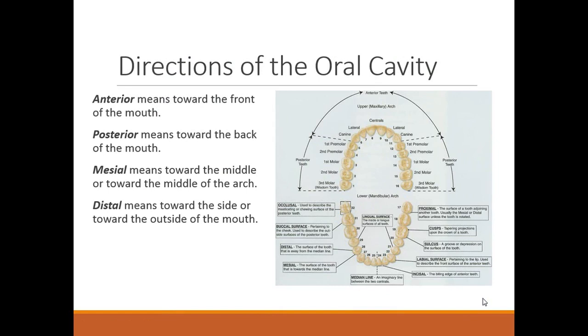Directions of the oral cavity. Once again, anterior means toward the front of the mouth. Posterior means toward the back of the mouth. So the anterior teeth are your front teeth. Your posterior teeth are your premolars and molars. Mesial means toward the midline or toward the middle of the arch. Distal means toward the side or toward the outside of the mouth.